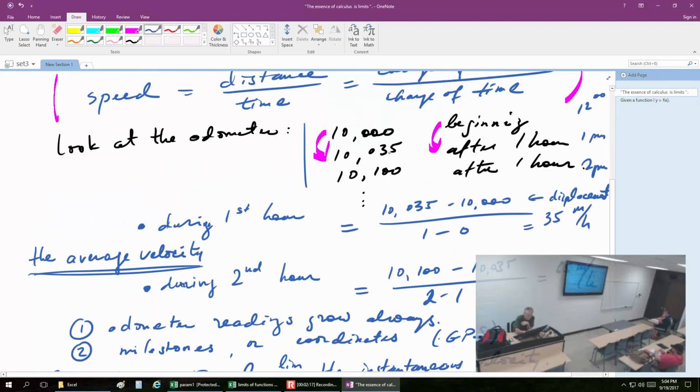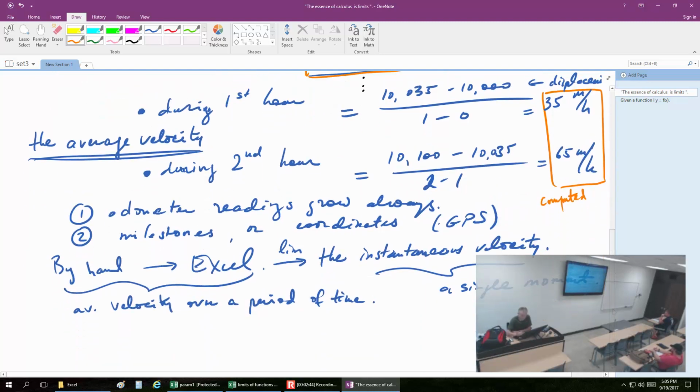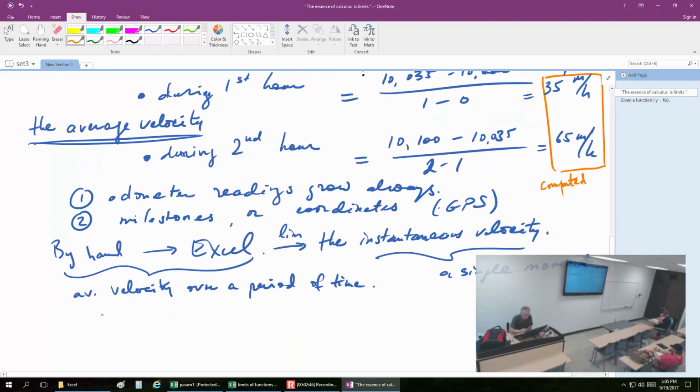35 and 65. Just looking at this data, this is the original data. Let me put it in a box. Then the computations produced more data, the computed data. And now the question is, what's acceleration?